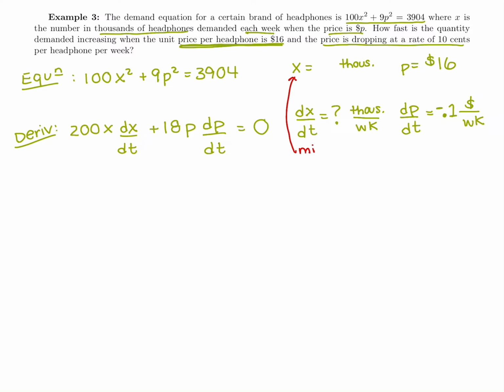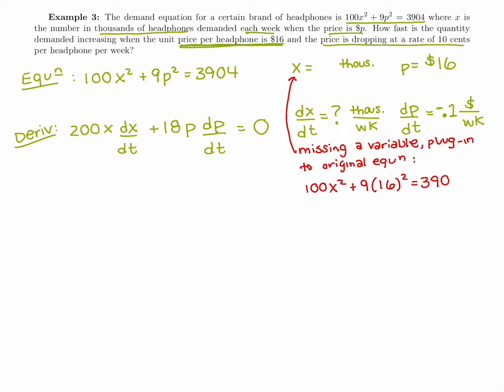Again, if you are missing a variable, plug in to the original equation. So here we have, to find x, we know 100x squared plus 9p squared. So it's going to be 16 for our p getting squared equals 3,904.